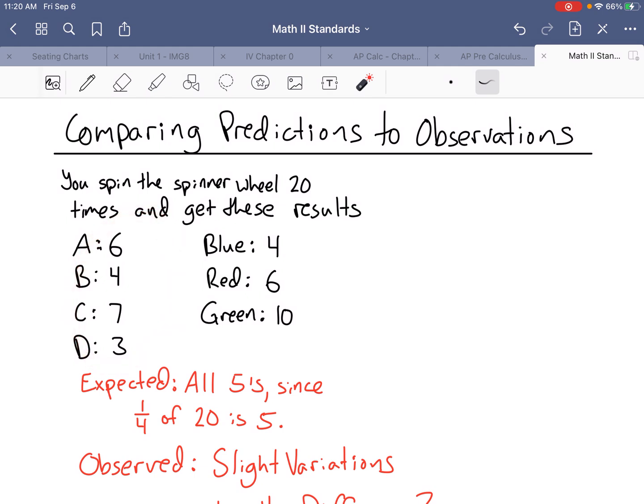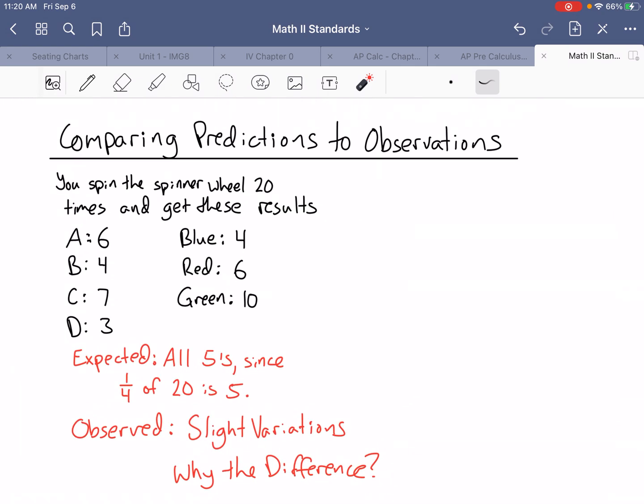There are slight variations, and that's for a couple of reasons. The first very good reason is that it's the real world. It doesn't always work out perfectly. If you flip a coin, it could land heads or tails, but it doesn't mean you're going to get exactly half and half unless you do a lot of them. So it's the real world. There are slight variations, so that's the reason why we have a difference.